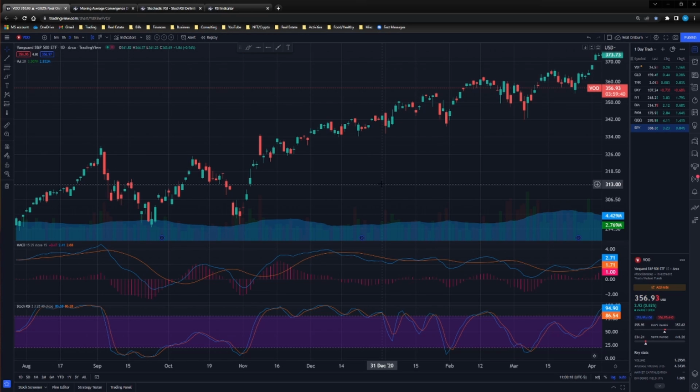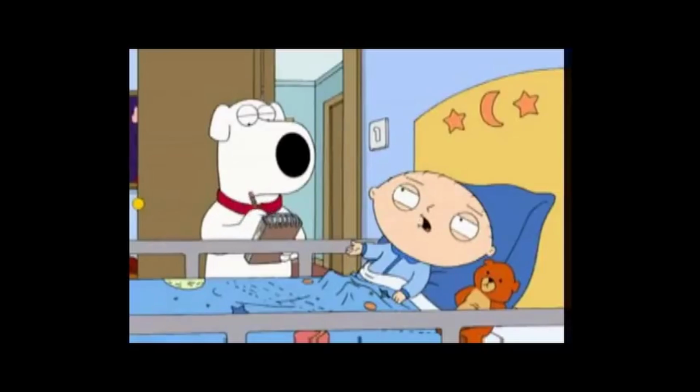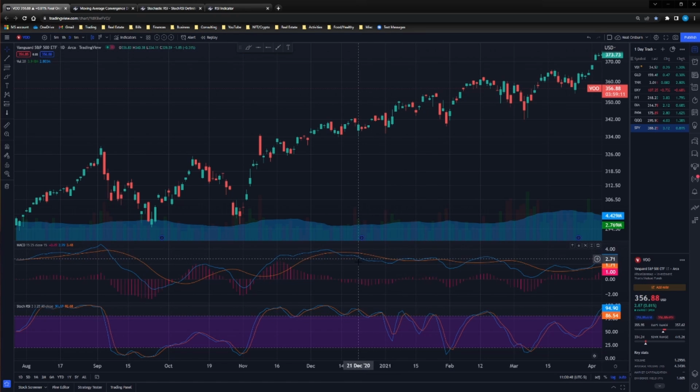So if you have ever seen these squiggly lines at the bottom of somebody's charting screen, oh, squiggly line in my eye fluid. These are usually going to be the MACD and Stochastics RSI or RSI or some variation of these indicators. So this is why it is important to understand these two indicators.